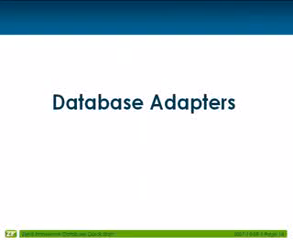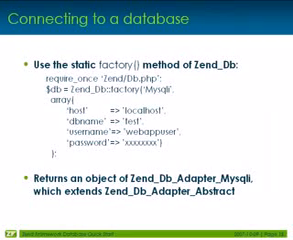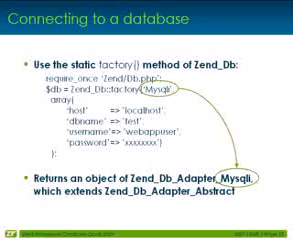First, let's talk in more detail about database adapters. First thing to know about is how to connect to a database. The factory method of the ZendDB class allows you to do this. You can specify the brand of database to which you're connecting. Really, this is the class name of the adapter that is going to be used, and then subsequently a series of parameters that you use to specify the connection.